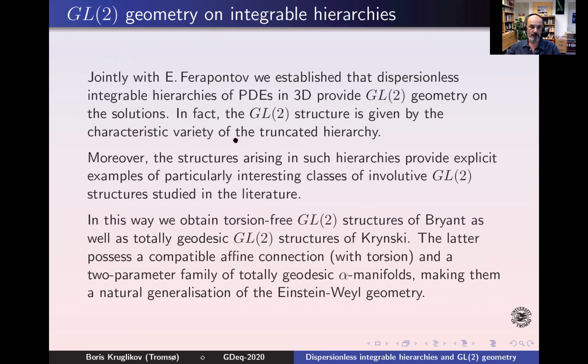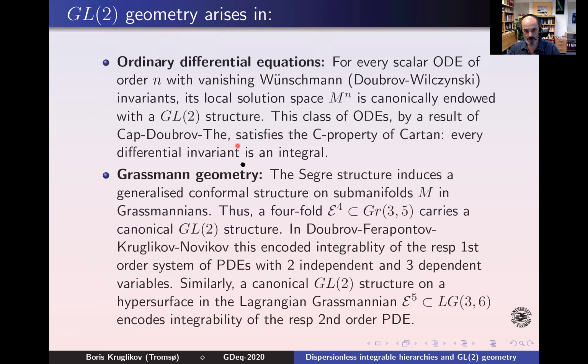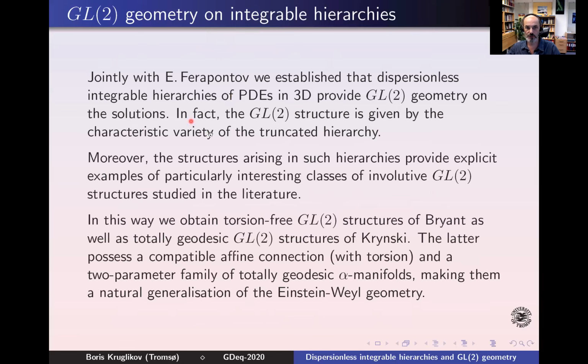Okay, so what I'm talking about today is the following. We first of all establish that dispersionless integrable hierarchies of PDEs in 3 dimensions provide GL2 geometry on the solutions. So that's a bit different from what we had previously, because there it was a GL2 structure on equations. So these things encode actual equations. But here we talk about a GL2 structure induced on every solution of the PDE or hierarchy.